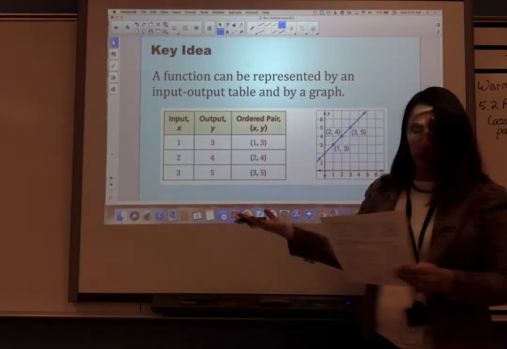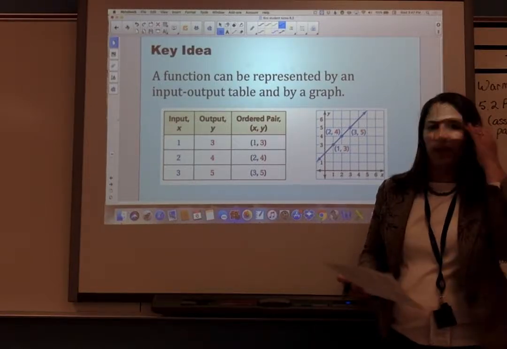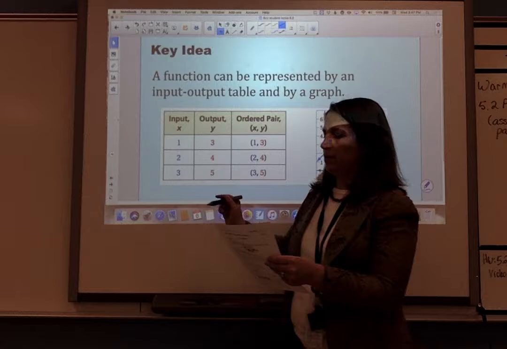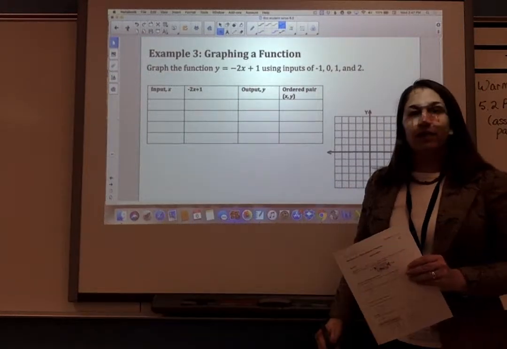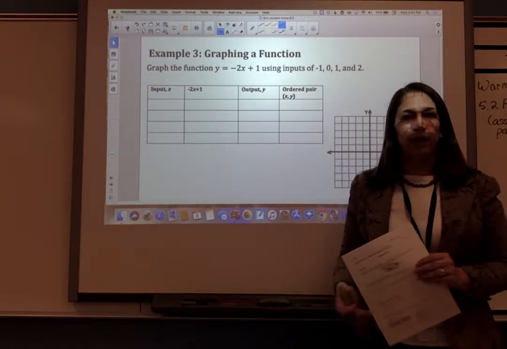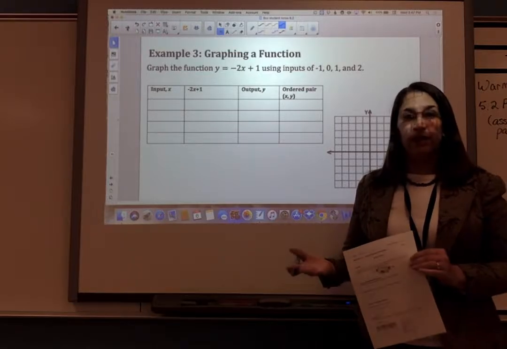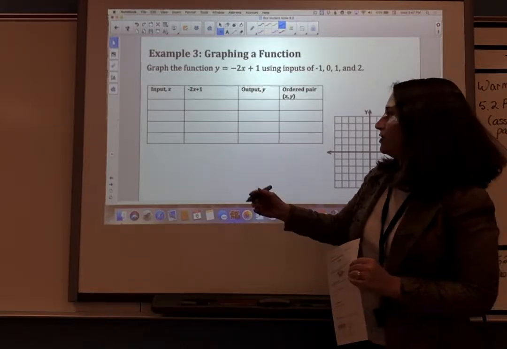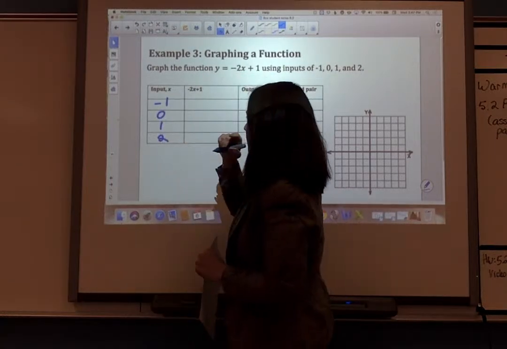All right, so one more key idea, and that is that a function can be represented by an input-output table or by a graph. So I'm showing you both an input-output table and a graph here. Let's go ahead and fill out an input-output table and graph the function of y equals -2x plus 1 with the given inputs of -1, 0, 1, and 2. So we'll fill those in first. -1, 0, 1, and 2.